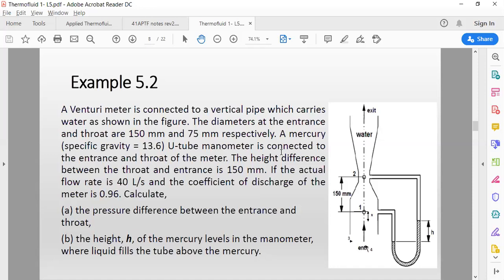So 5.2 is the other way around. It's different from 5.1. In 5.1, they want you to calculate the flow rate. So I write here for 5.1, I want you to see the difference. For 5.1, they give you the pressure and they ask you to find out the, oops, sorry.